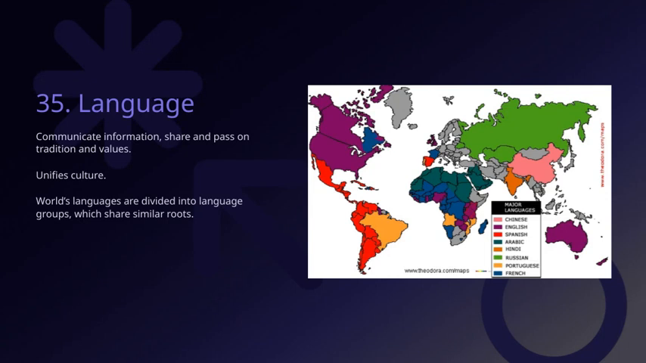The world's languages are divided into different language groups, which share similar roots. These groups help us understand how languages are connected and how they evolved from common ancestors. Recognizing these connections can really give us insight into how cultures are intertwined. Language plays a vital role in unifying culture, as it's a key part of our identity and heritage. It allows us to communicate information clearly, share ideas, and pass on traditions and values from generation to generation. So, language isn't just about words. It's about preserving our history and fostering understanding among diverse communities.